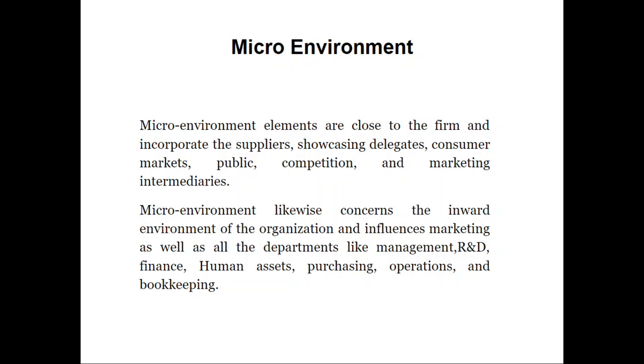Now let us see one by one what are the real micro environmental factors that affect the business and in what way they affect the business, towards risk or towards progress.